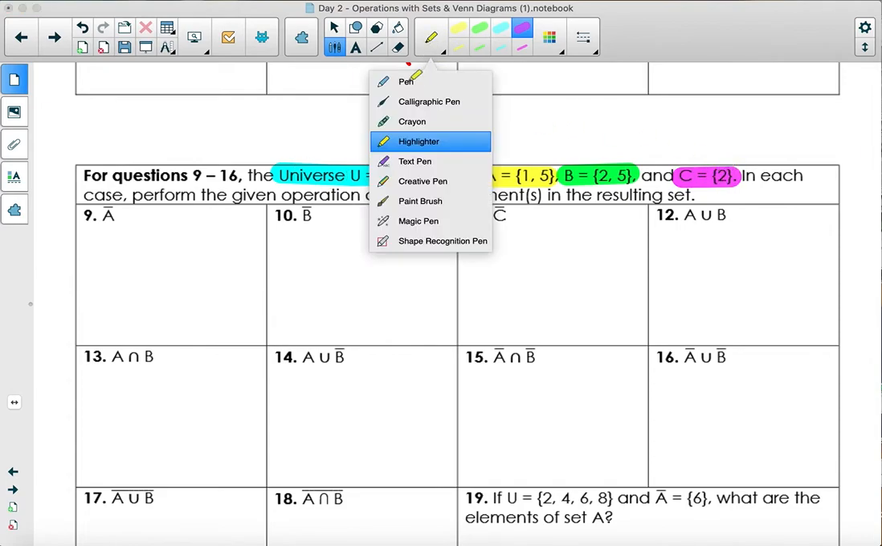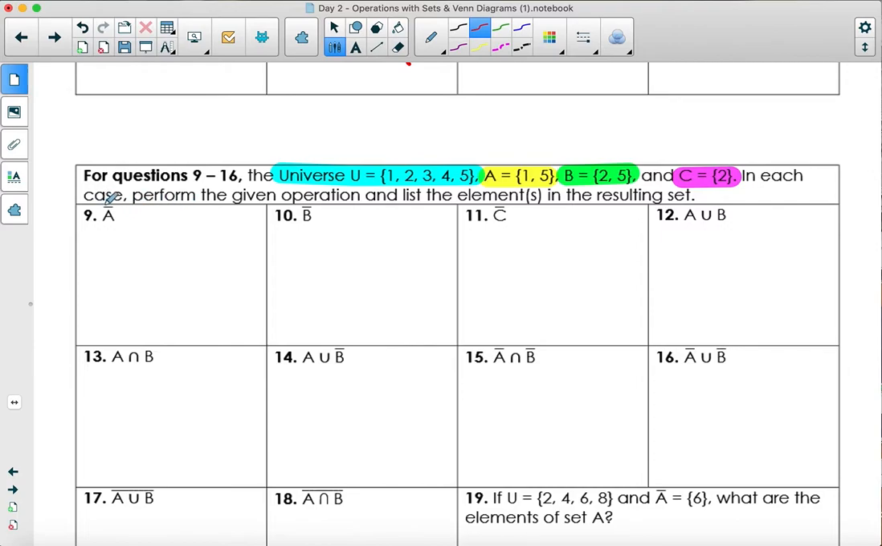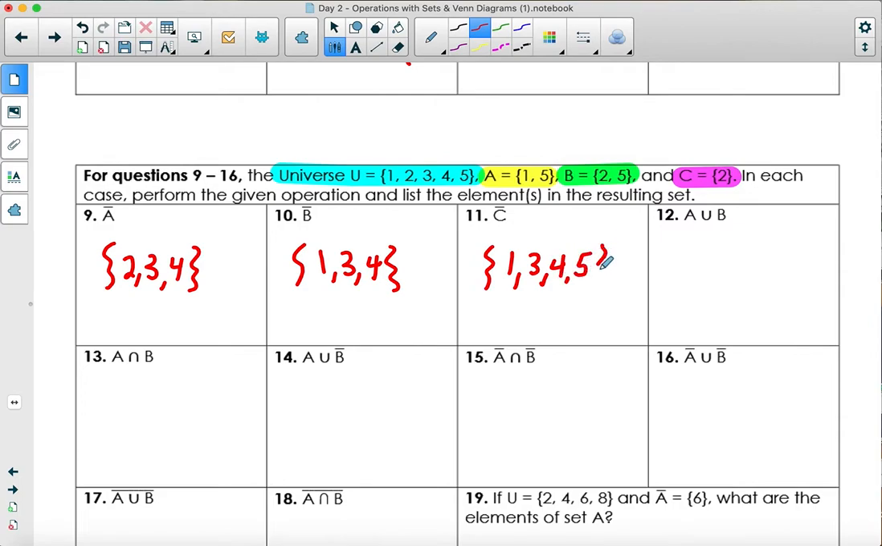All right, so if I wanted to come along and I said, find the complement of A, I would have to give you that universal set and set A. Since A has 1 and 5, the complement of A would be 2, 3, and 4. The complement of set B, I'm only looking at set B and the universal set. B has 2 and 5, so therefore 1, 3, and 4 is the complement of B. And the complement of C, since C only has the 2, the 1, 3, 4, and 5 are considered the complement of C.